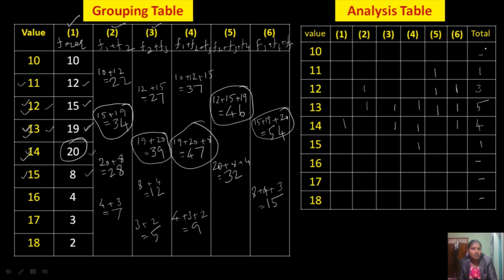Here, you just look at the highest value. So, 5 is the highest value. It corresponds to 13. So the mode value here is 13. 13 is the modal value in this case.